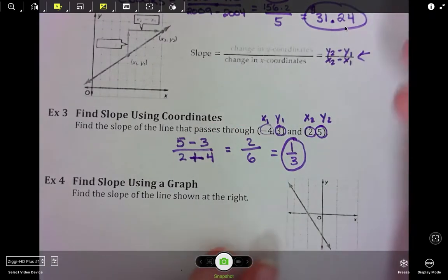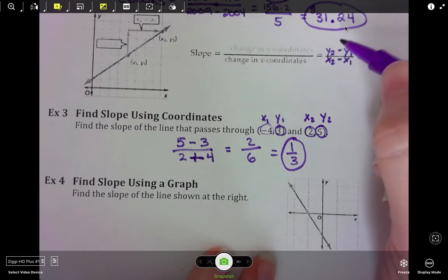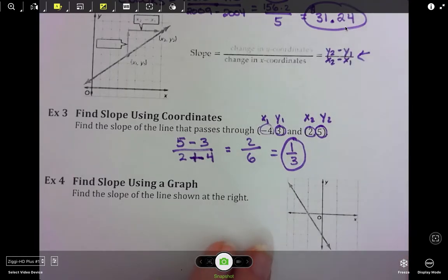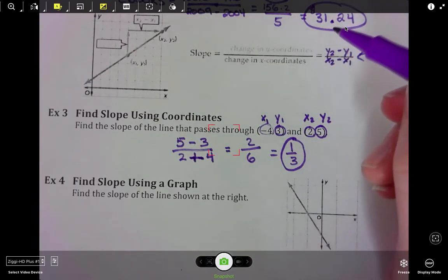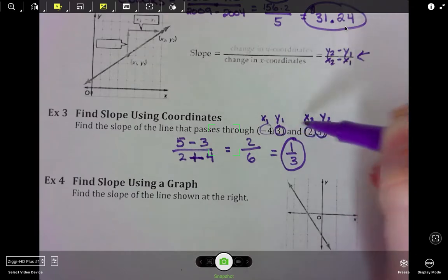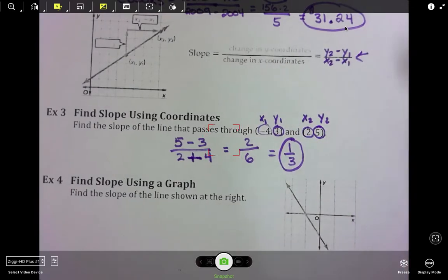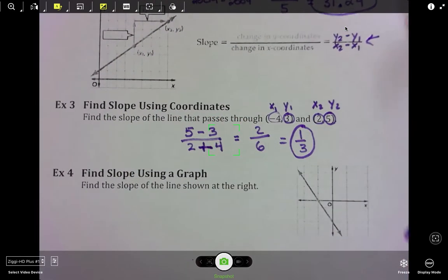Okay? Remember that the y coordinates go on top and the x coordinates go on bottom. That's the biggest mistake I see algebra kids make, is that they'll put the x's on top because the x's come first, right? But the y's are supposed to go on top. So make sure you put the y's on top, all right?